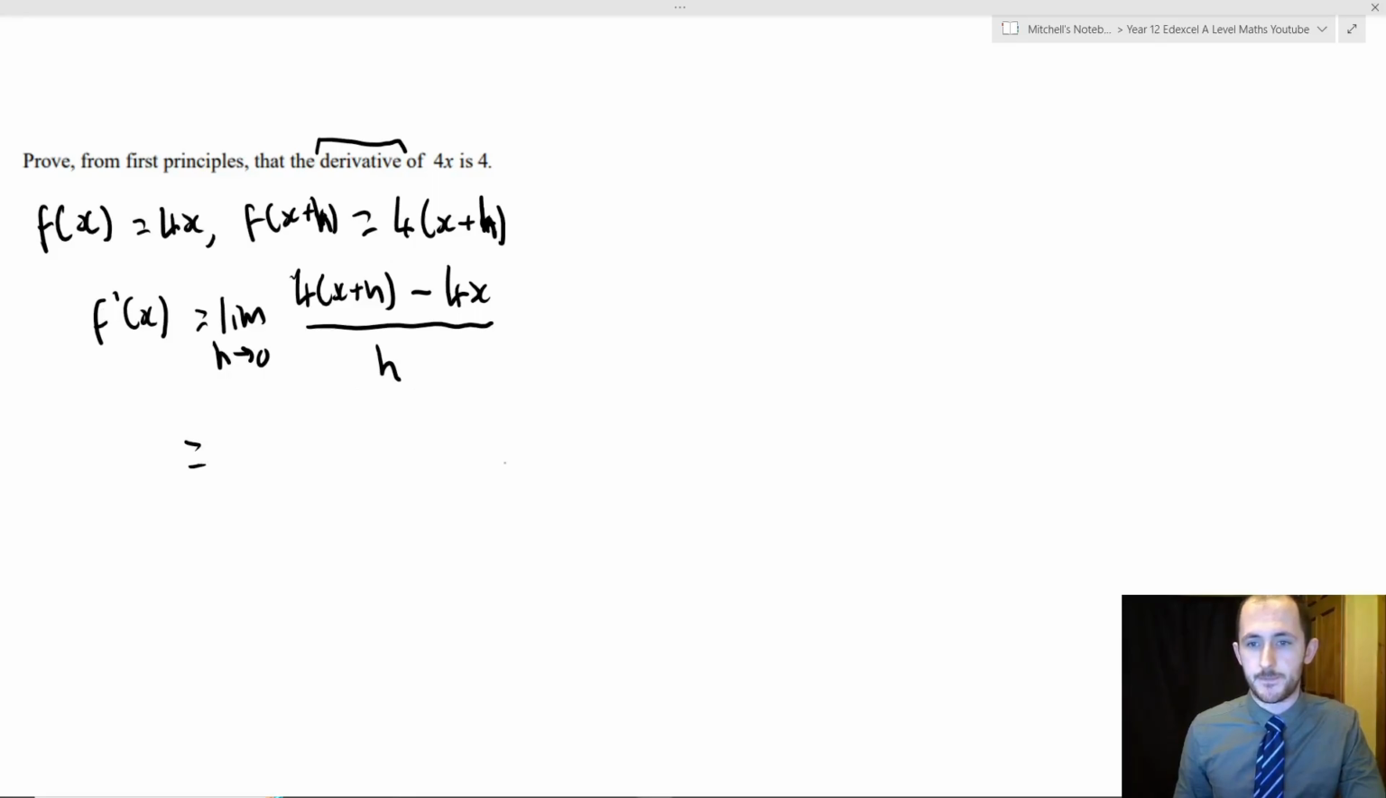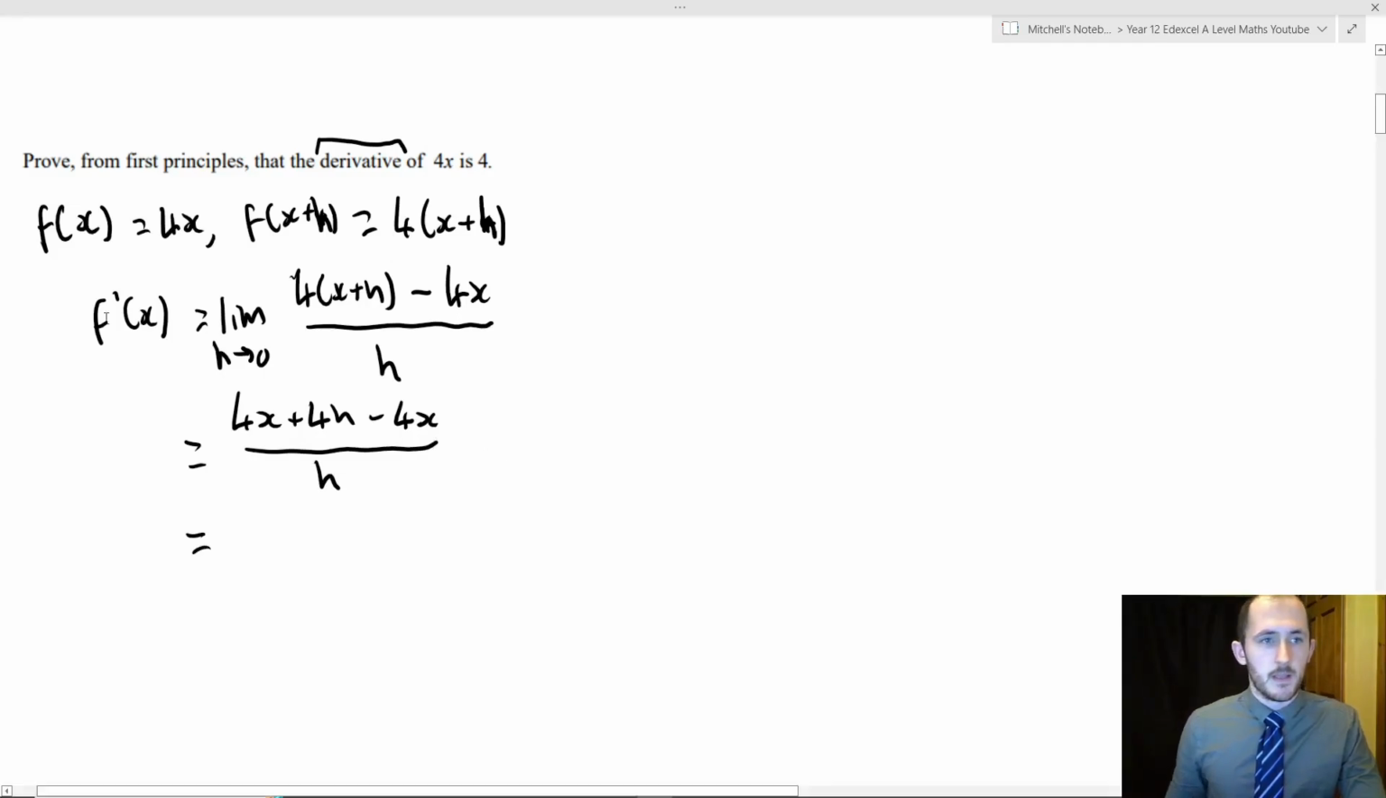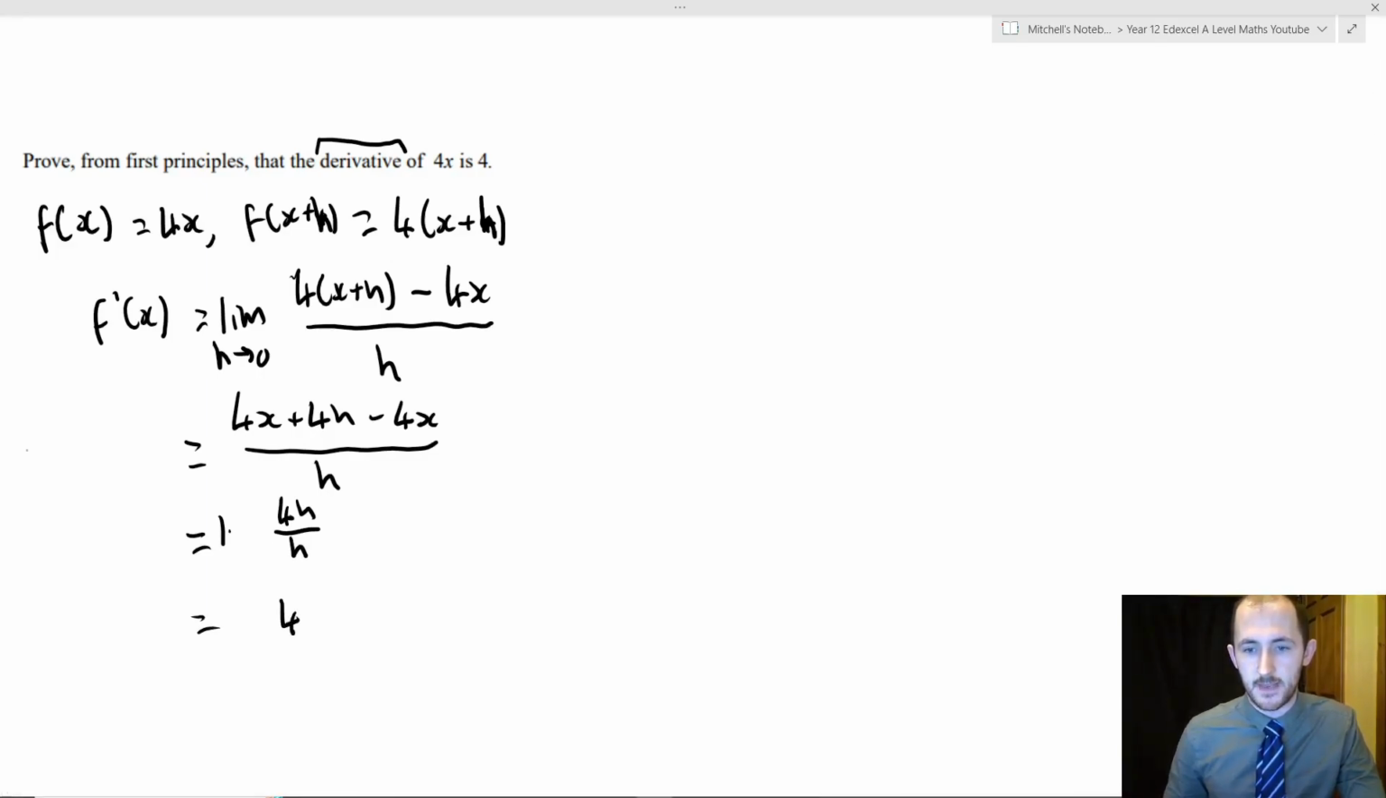So, we expand the top, as usual. So we have 4x plus 4h minus 4x over h. Okay. Then all we need to do is simplify this. So 4x minus 4x is going to give me 0, and then we have 4h over h. Which again will just equal 4. And again, this is for the limit as h tends to 0.